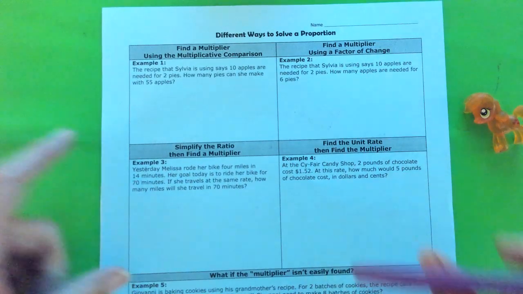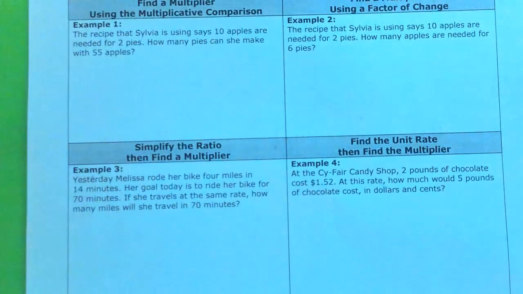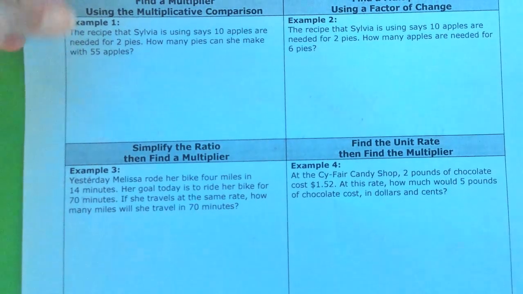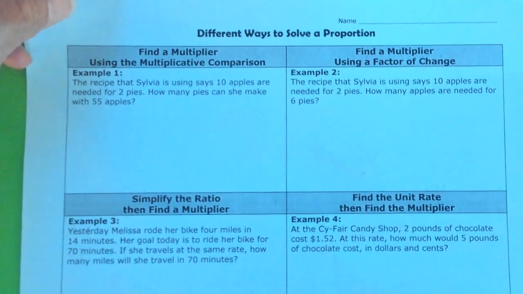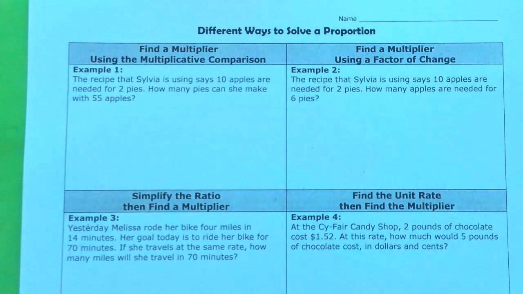Okay, let me zoom in a little bit. Okay, we're going to do 4 different ways of solving problems. One is finding a multiplier using the multiplicative comparison. It's not as hard as it sounds.